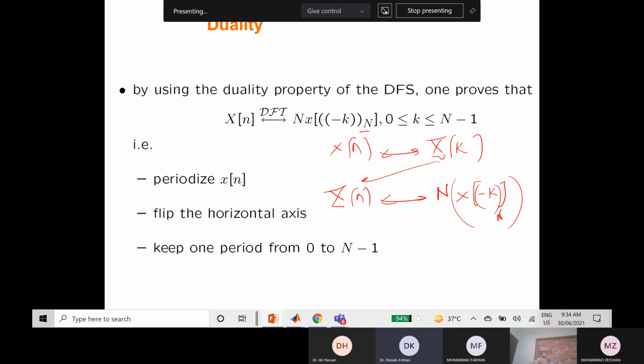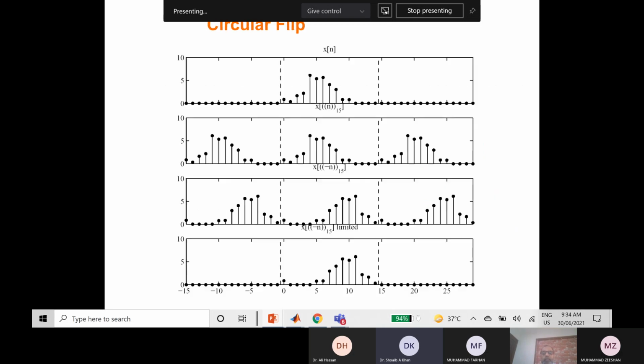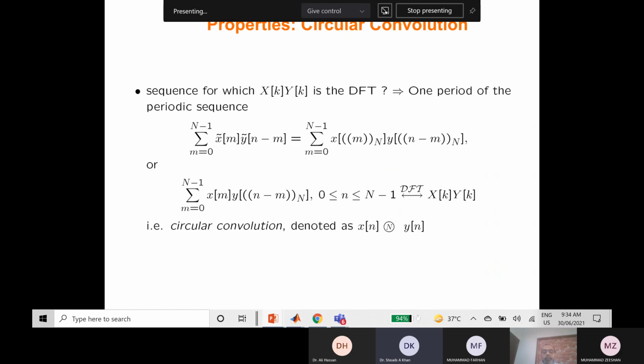हम ये देख लेते हैं कि सर्कुलर फ्लिप किस तरह से निकालेंगे. ये है, इसको पीरियोडिक बनाएं. अब ये चीज़ इधर फ्लिप होकर आ जाएगी और ये चीज़ इधर फ्लिप होकर आ जाएगी. So basically this is how you compute a circular flip.